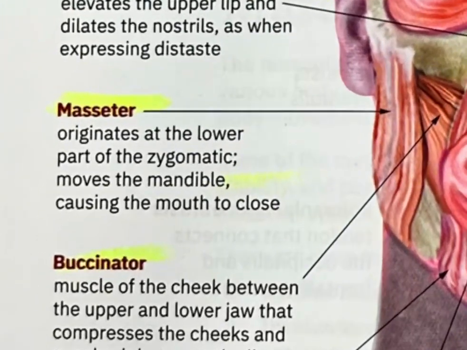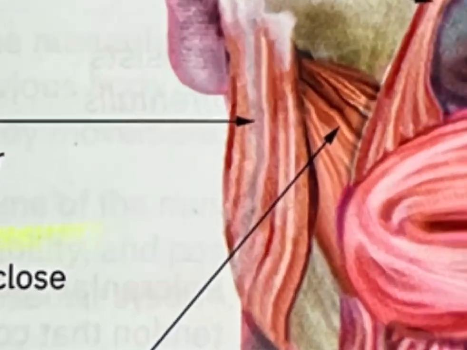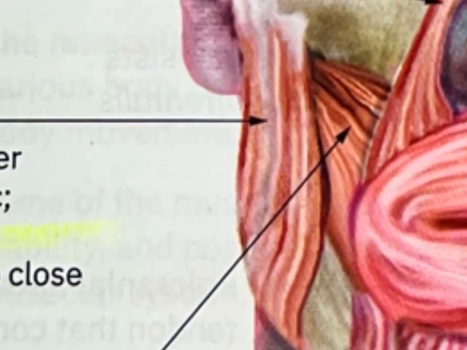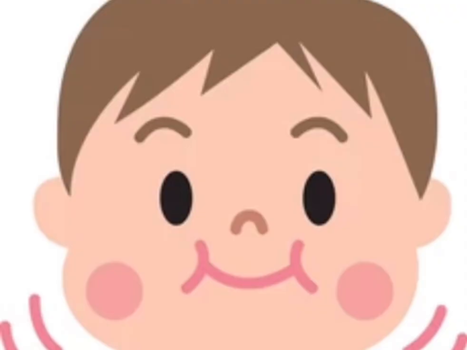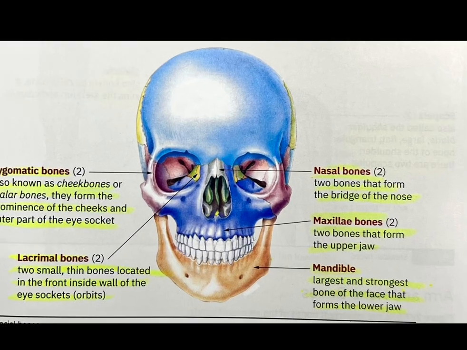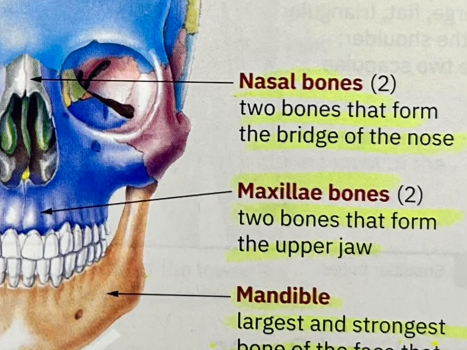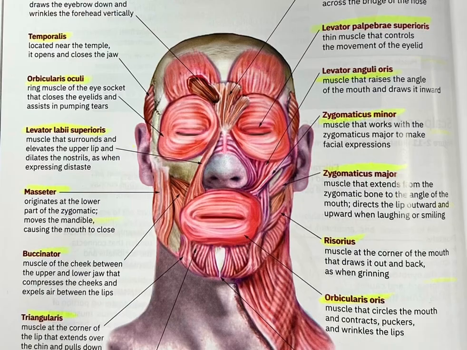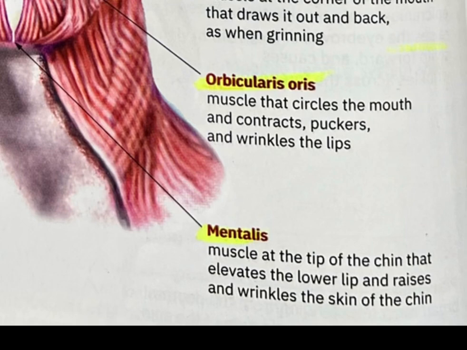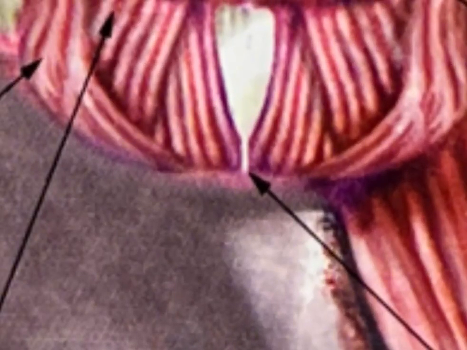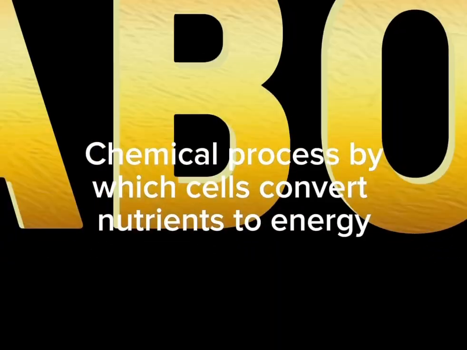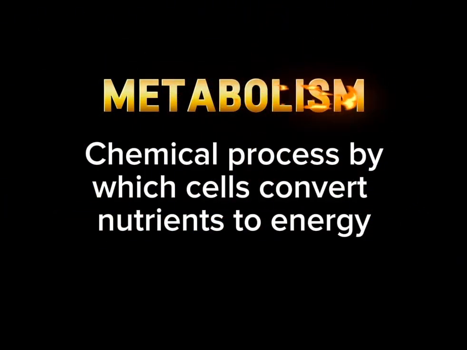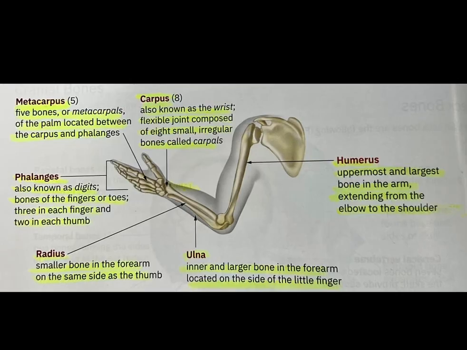Masseter, originates at the lower part of the zygomatic, moves the mandible, causing the mouth to close. Mastication, medical term for chewing. Maxillae bones, two bones that form the upper jaw. Mentalis, muscle at the tip of the chin that elevates the lower lip and raises and wrinkles the skin of the chin. Metabolism, chemical process by which cells convert nutrients to energy.